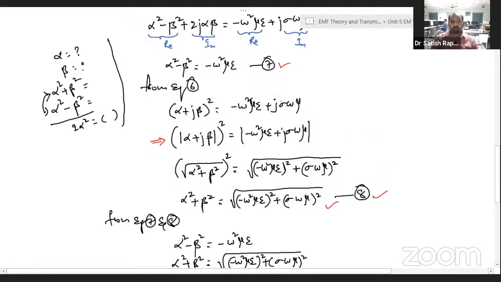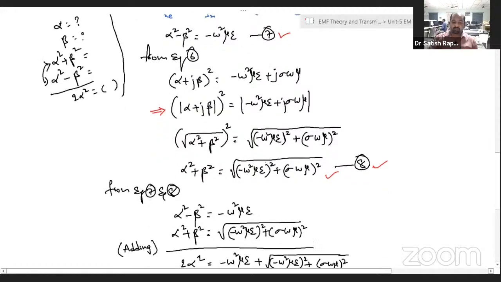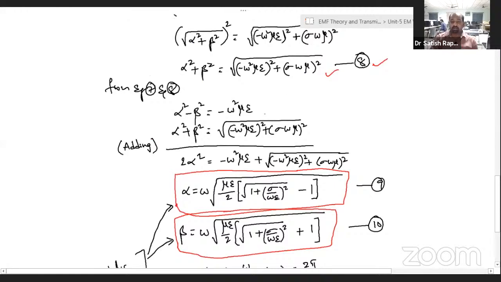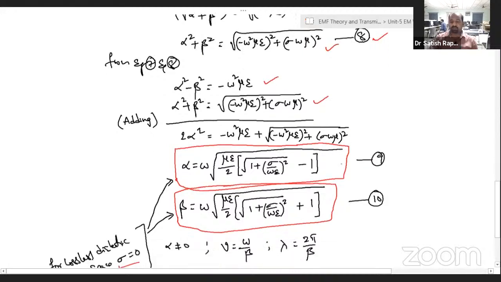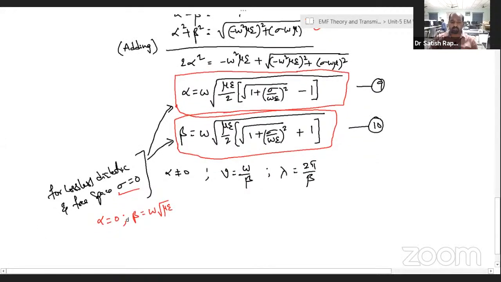So I'm not going deep into the explanation, because I have already explained all these steps, right? Therefore, on the surface level I'm moving fast. So we have alpha square minus beta square, and alpha square plus beta square. Solving these two for alpha and beta, we will get equation 9 and equation 10.